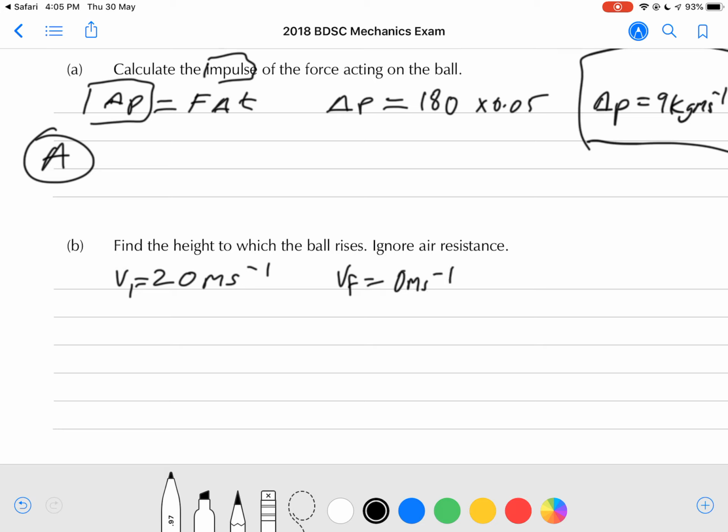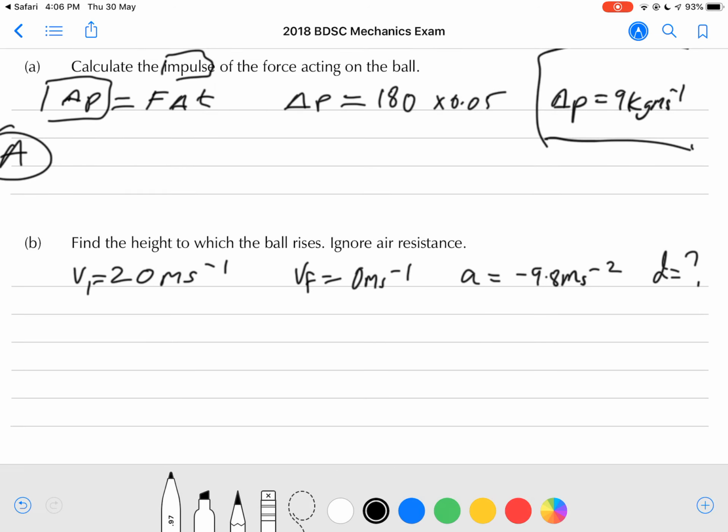And gravity acts on the ball. Because the initial velocity is acting upwards and gravity is acting downwards, we write gravity as negative 9.8. So acceleration equals negative 9.8 meters per second squared, because it acts in the opposite direction. Then we want to know what d is. We don't know what d is, we're trying to find d. So which equation would you use? Looking at your formula sheet, what has vi, vf, a, and d? You should see the equation vf squared equals vi squared plus 2ad. This is the equation you should be using.